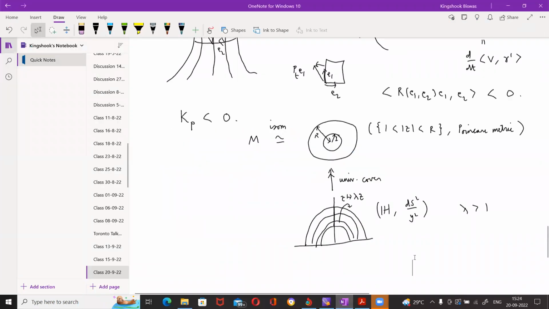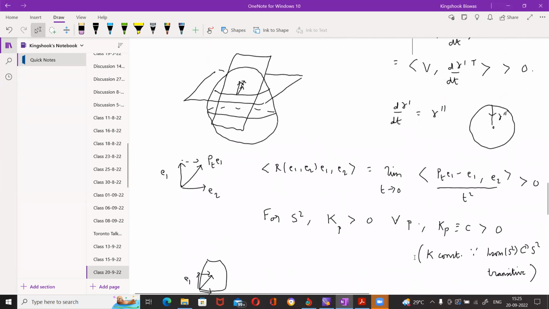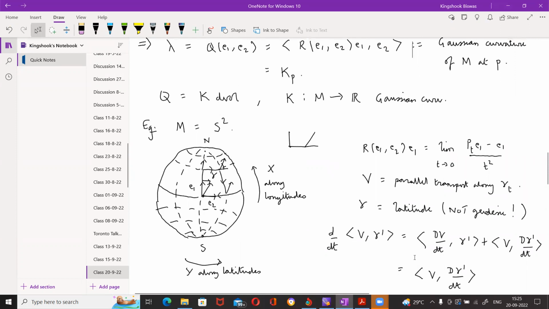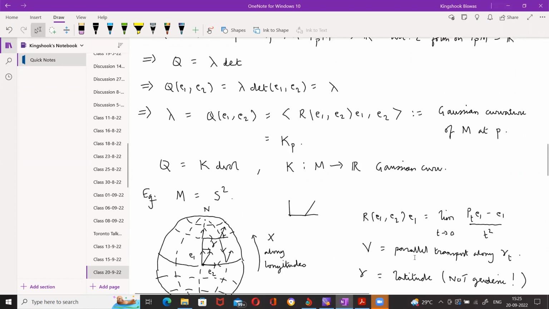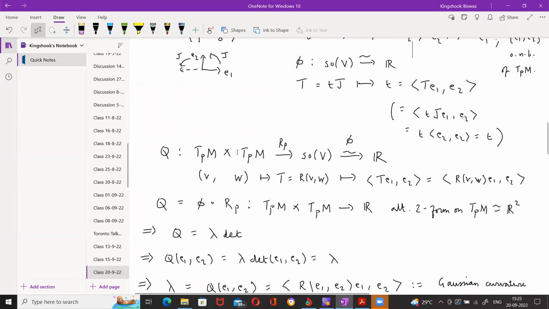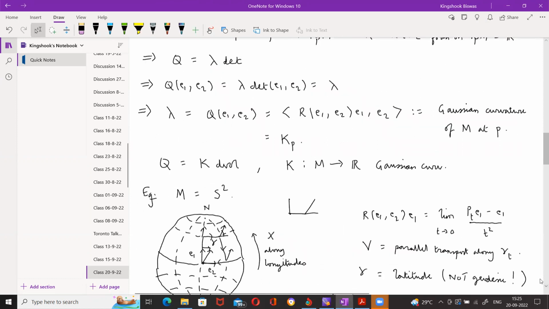So anyway, I just wanted to give you some feeling for curvature in 2 dimensions. What is Gaussian curvature? Essentially, you're looking at parallel transport along infinitesimal parallelograms. That gives you an infinitesimal rotation, and the space of infinitesimal rotations, little so(V), is just the real line, R. So this alternating 2-form is a multiple of the determinant in 2 dimensions, and that multiple which you get is the Gaussian curvature. So any questions about this?